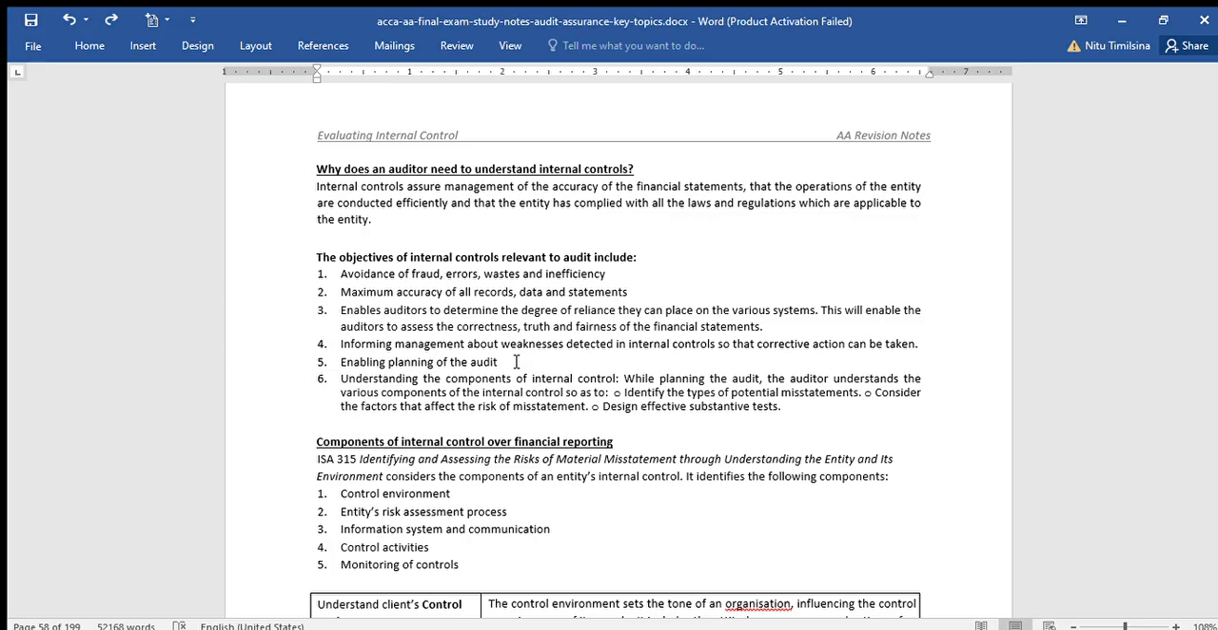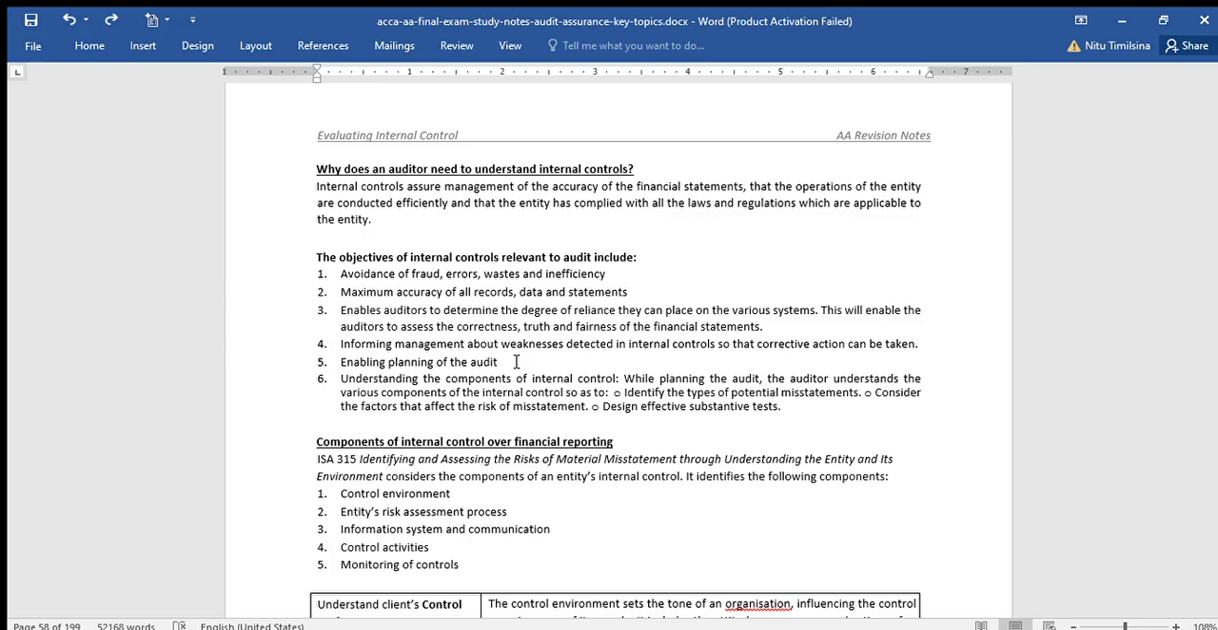Understanding the components of internal control. While planning the audit, the auditor understands the various components of internal control so as to identify the types of potential misstatement, consider the factors that affect the risk of misstatement, and design effective substantive tests. So it helps to identify weaknesses and report them. In short, good control equals less audit risk, which equals fewer detailed checks needed.